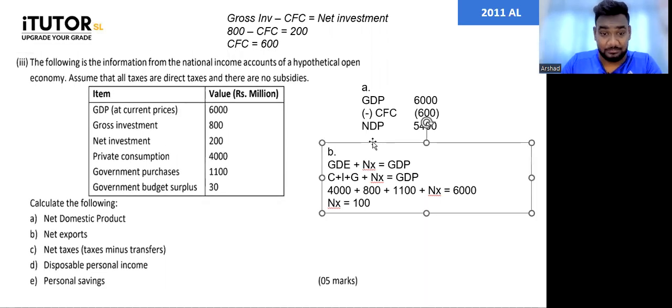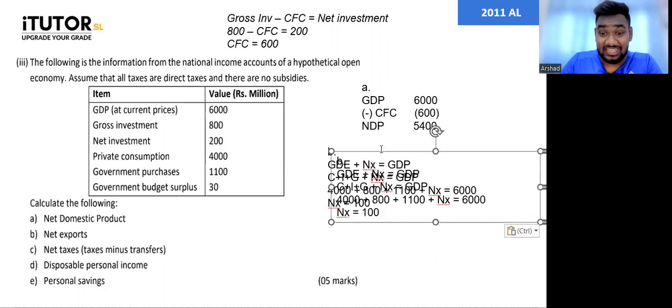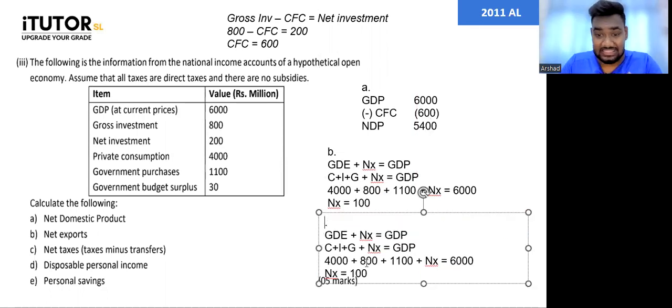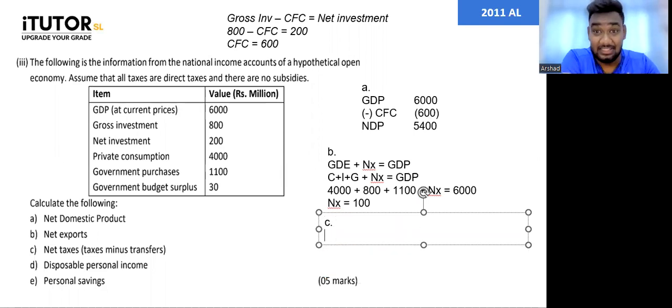Okay, the third one is net taxes. How are you going to find this? Part C, net taxes. They have given us the budget surplus. They have given us government purchases. You should be able to find net taxes here. How do you think you find it?